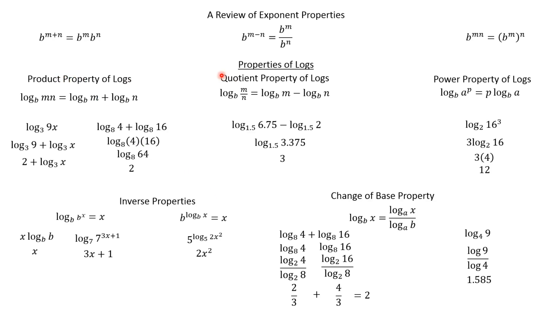So these are our log properties that we're going to be using. We've got the product property, quotient property, power property, inverse property, change of base property. All of them we use to simplify logarithms, which would be the first learning target. The change of base property is for the second learning target, where we can write them in whatever base we want. But this is going to be pretty much it for this section.